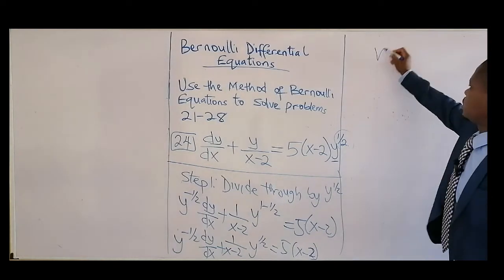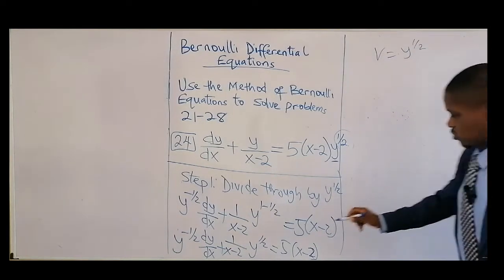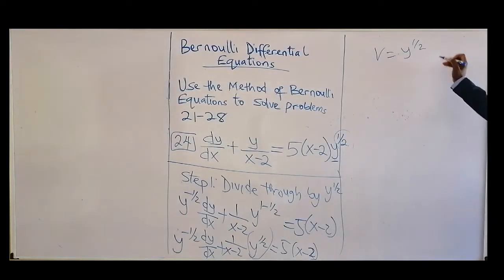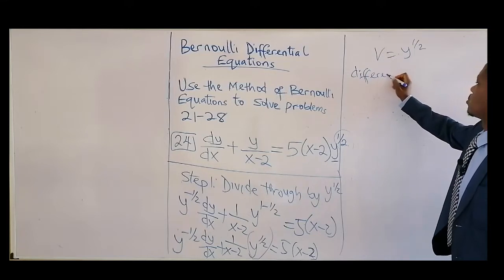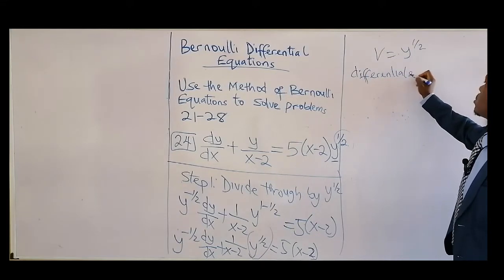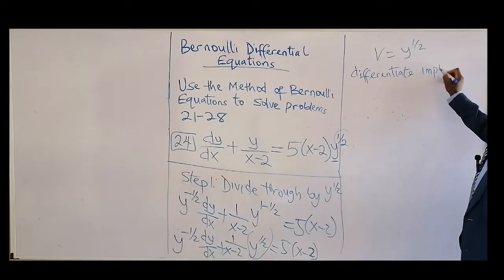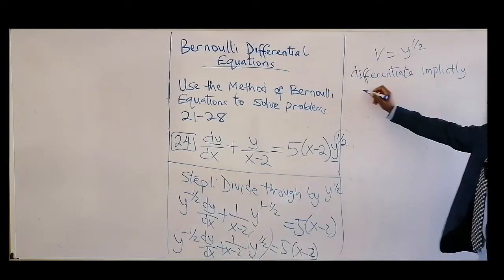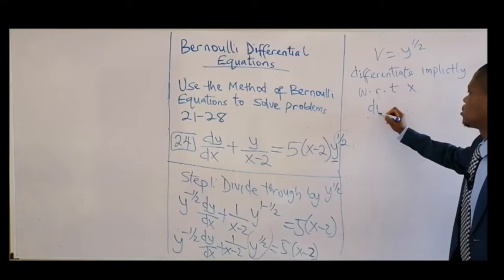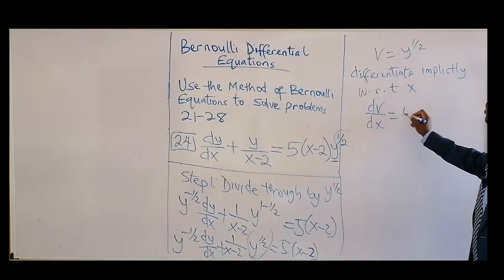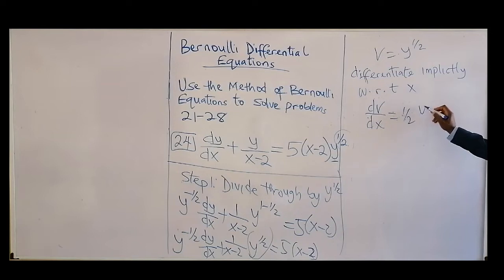Let v be equal to y to the half for this one. Then differentiate this one implicitly with respect to x. So that will be dv/dx is equal to half, the half will go to the front, and that will be y to the minus half, the half minus 1 gives minus half, then dy/dx.